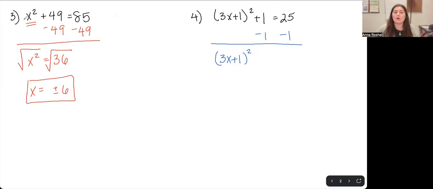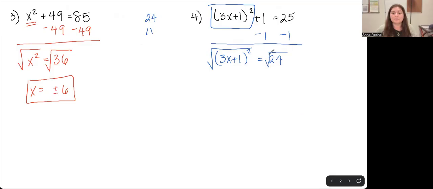And again, I want this x squared to be on its own. So I want this whole thing to be on its own so I can eliminate this perfect square. So that equals 24. I also know that I can factor out 24. I can maybe not factor out, but when I square root both sides, I can get prime factors going.